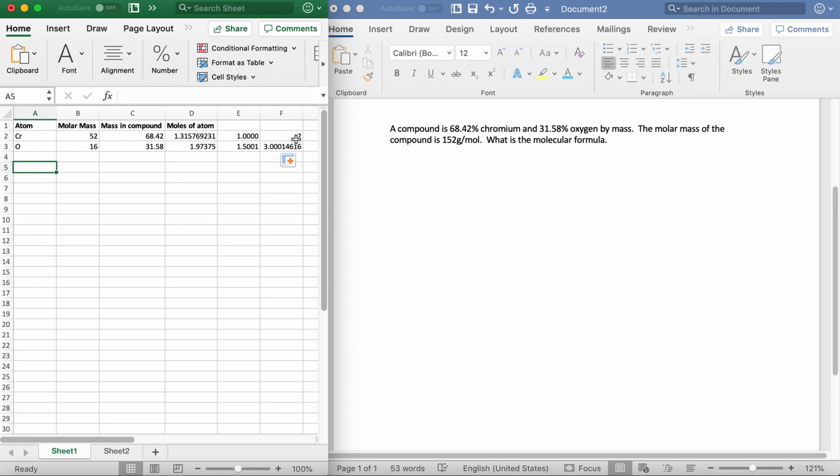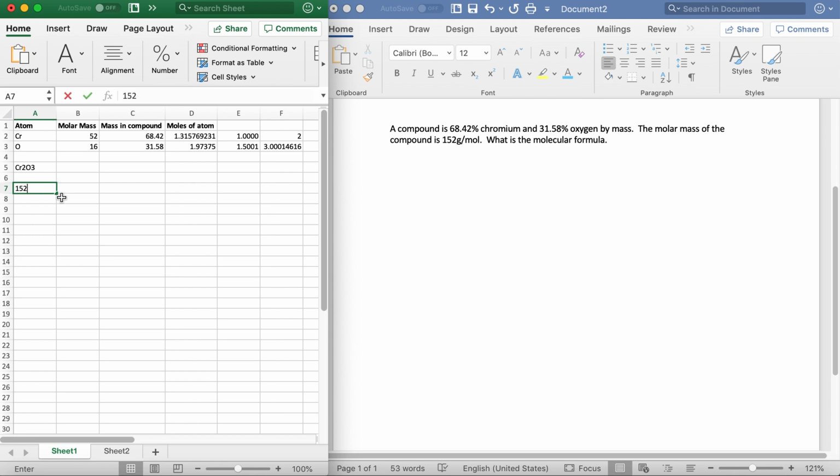This value shows me that I have 2 chromiums, and this value down here shows me that I have 3 oxygens. So I know that my empirical formula is Cr2O3. That's my empirical formula. That's the simplest whole number ratio. How do I get the molecular formula?